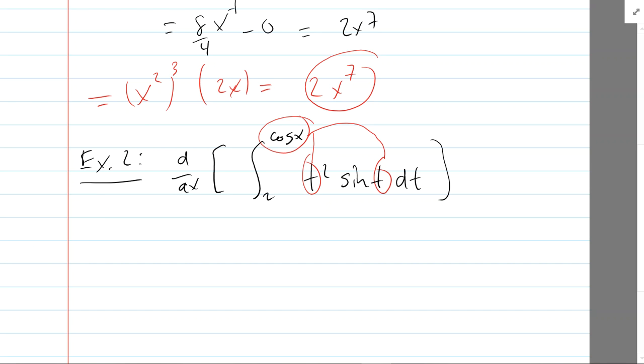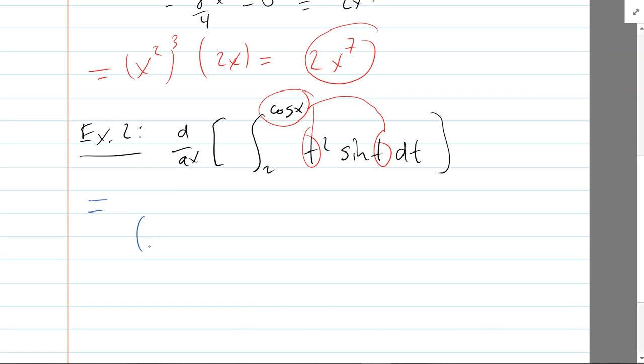So what is this going to equal? By the second fundamental theorem of calculus, you're going to get cosine of x squared, right? Sine of cosine of x, right? And then what is the derivative of cosine of x? Negative sine of x.